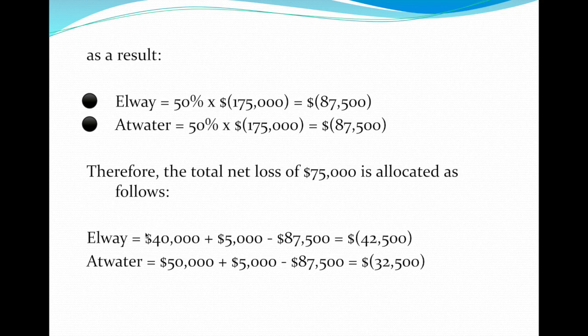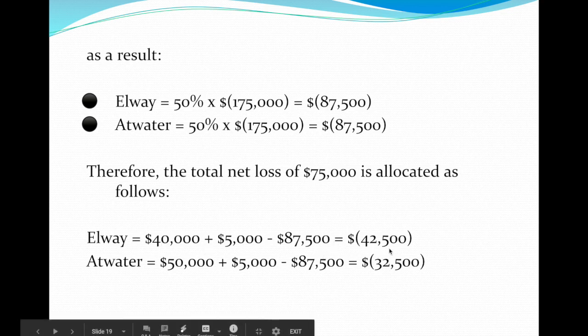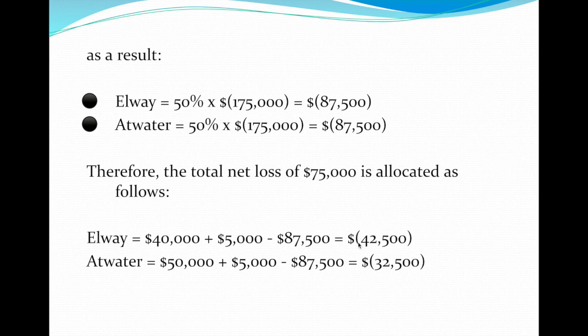we reintroduce the salary as a positive as far as Elway's concerned, because from his point of view, he's getting $40,000 before anything happens. Now, in this case, he's getting $40,000 plus his $5,000 from the interest allowance minus the loss that the company took. So his $40,000 plus $5,000 minus $87,500. Now, this is the same exact steps we took earlier, and the result is negative $42,500. These brackets represent negative in this case.